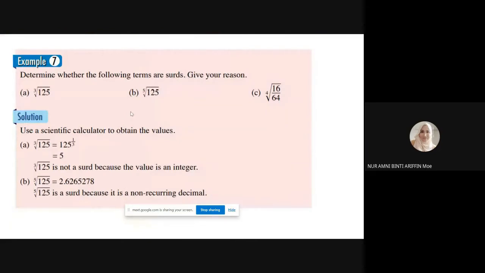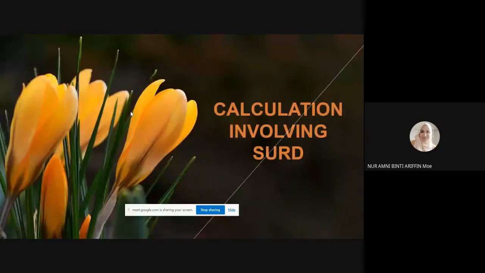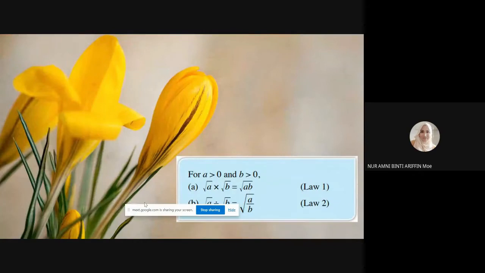For today, we are going to learn calculation involving surds. How do you solve them? I looked at last year's questions, and not a lot of questions about surds come up in the exam. In this chapter, most of the questions are from index and from log, but you still need to know this.